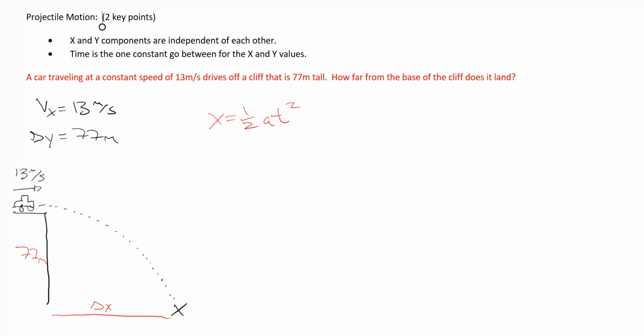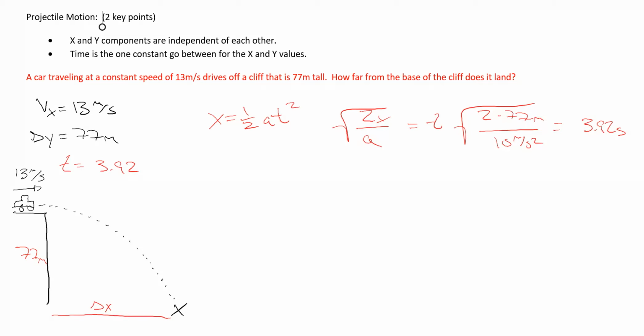So rearranging my equation in order to solve for t, I have 2y over acceleration due to gravity, all under the radical, is equal to t. So I plug in the variables provided. So 2 times 77 meters divided by 10 meters per second squared, all under the radical, equals my time of 3.92 seconds. So now I know time equals 3.92 seconds.